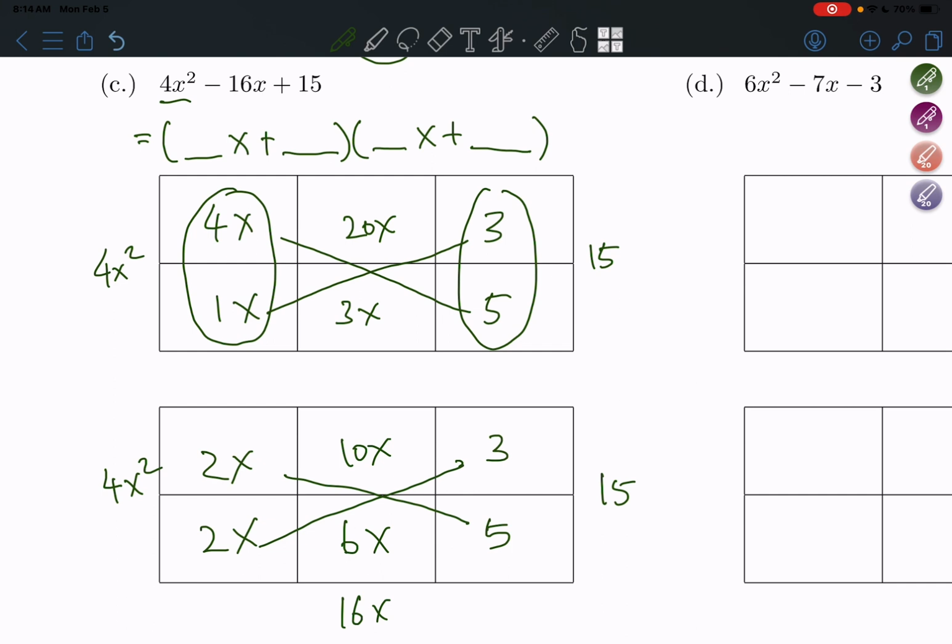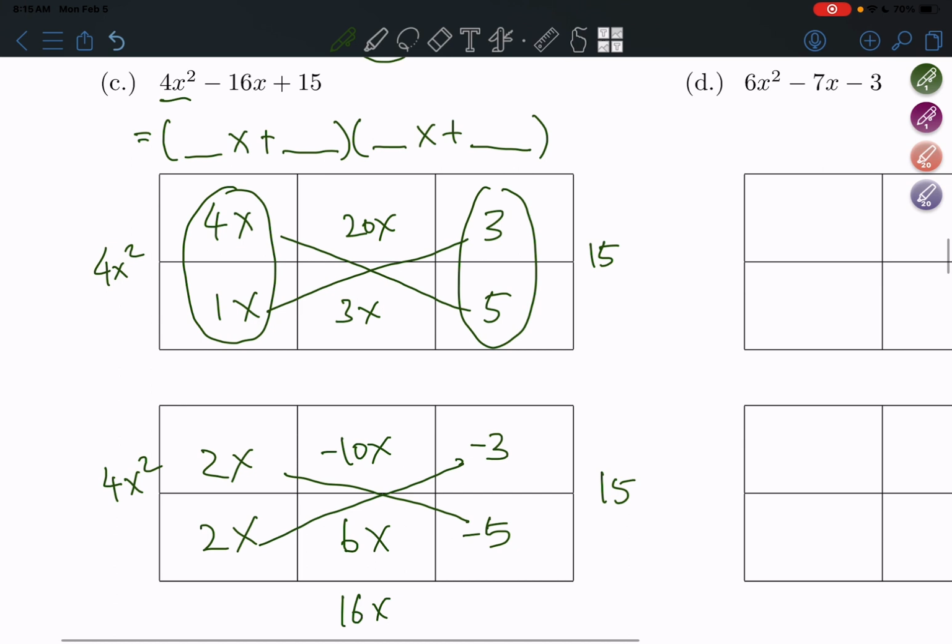So I know this is the wrong factor, but then I think to myself, well, that's an easy fix. So instead of checking a different combination of factors, I just want to check the negative version of these two factors, the same thing. So negative 3 times negative 5 also equals positive 15. But if you make this choice, 2x times negative 5 is negative 10x, 2x times negative 3 is negative 6x, and if you add them together, you get negative 16x.